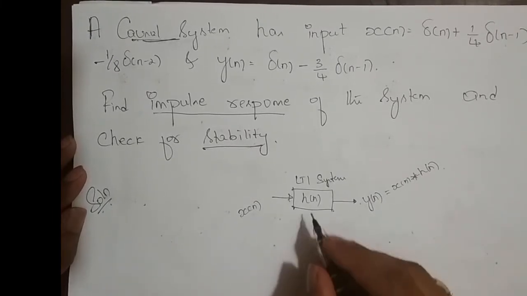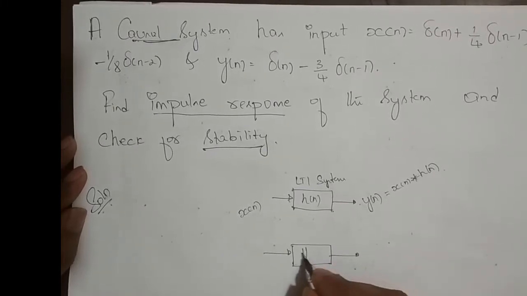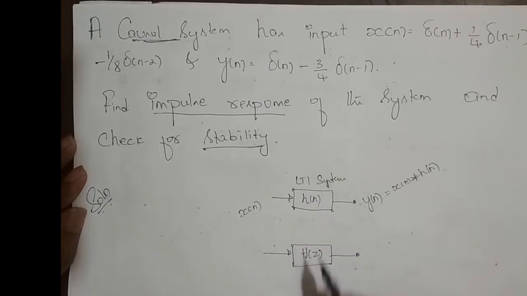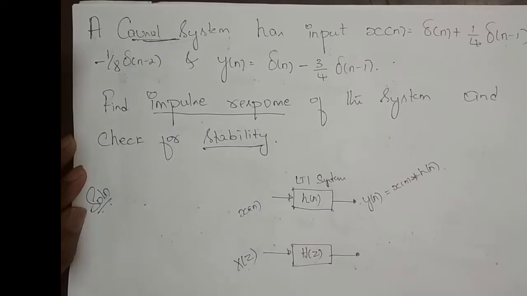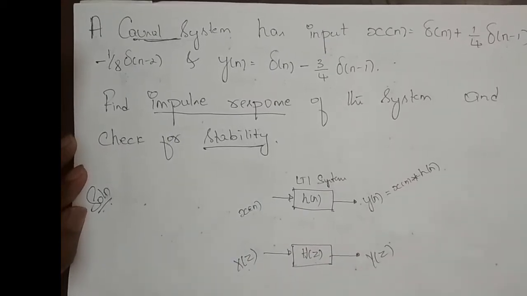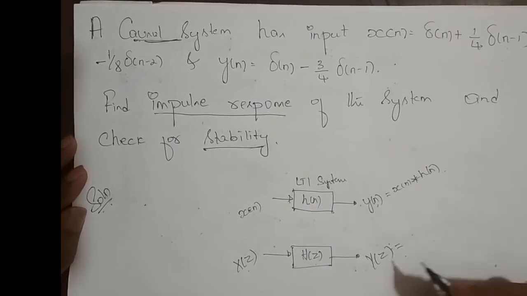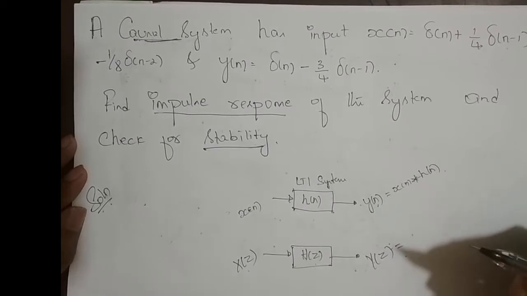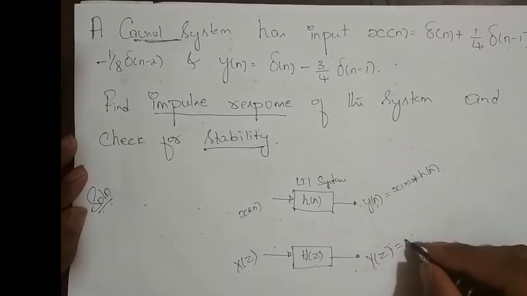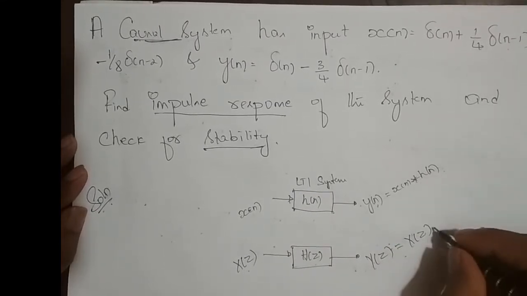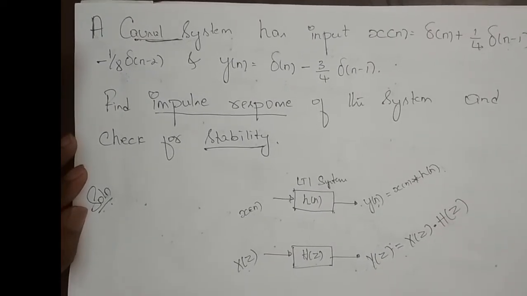Now if we take it to the z domain, we have H of z. Why? Because the z transform of h of n is H of z. We have input X of z, the z transform of x of n, and output Y of z, the z transform of y of n. What is the right hand side in the z domain? We have the convolution property of the z transform: convolution in the time domain is nothing but multiplication in the z domain. So Y of z equals X of z multiplied with the system function H of z.